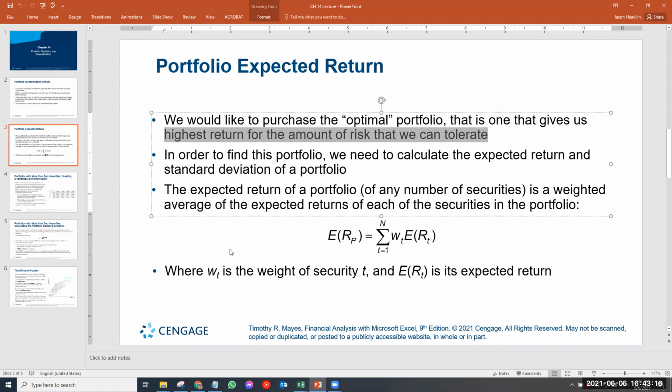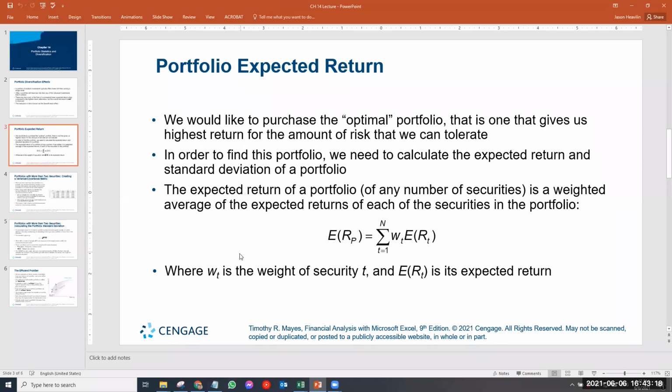So things that we need to know or calculate in order to get to that goal are the expected returns of these assets in the portfolio. That is the average return. And this is the formula we use and the description of how we get there. But we will actually perform these calculations in a video on an Excel sheet.